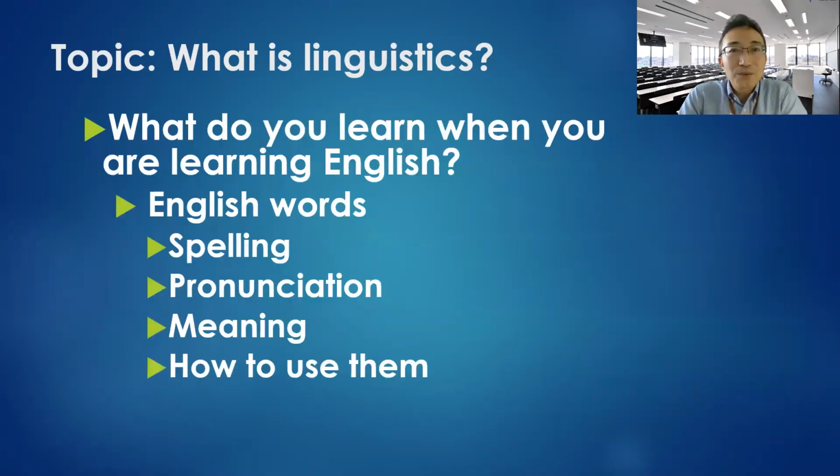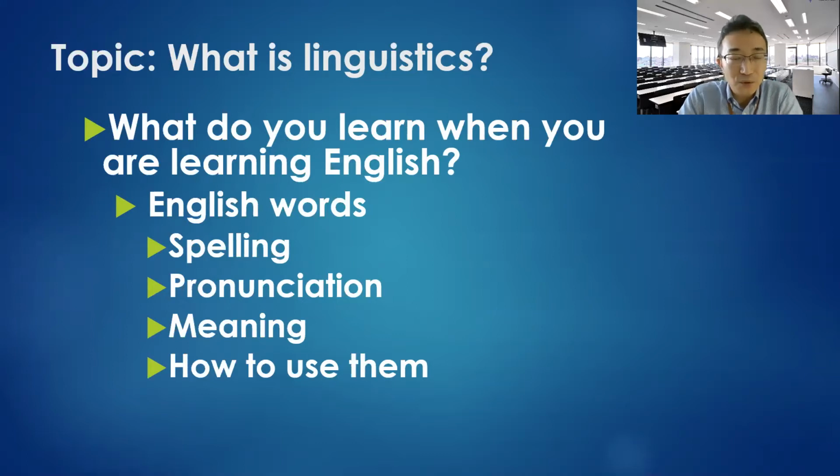When you are learning English, then you are going to learn many English words. Of course, you will do that. And when you are learning English words, these are the things you have to learn. First of all, you have to learn the spelling of each English word. Also, you have to learn how to pronounce that word. And you also have to learn the meaning of each of these English words.